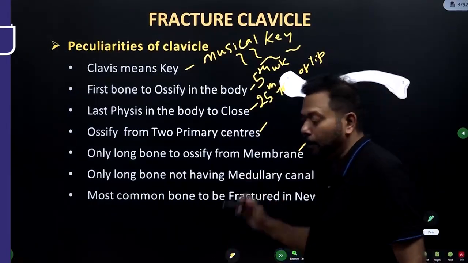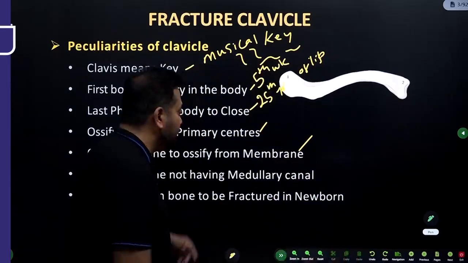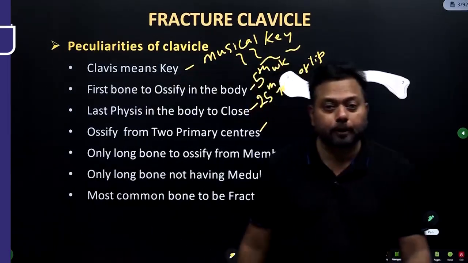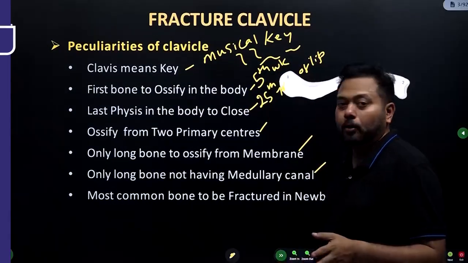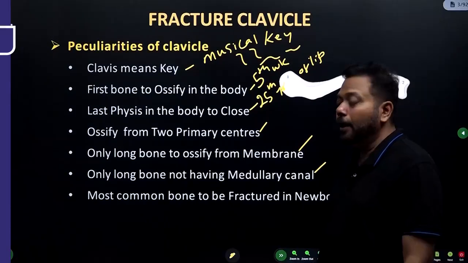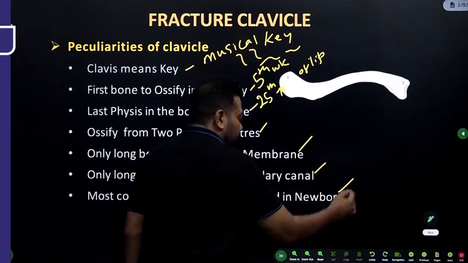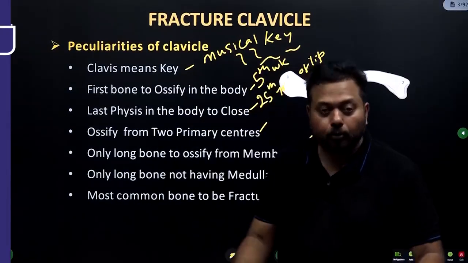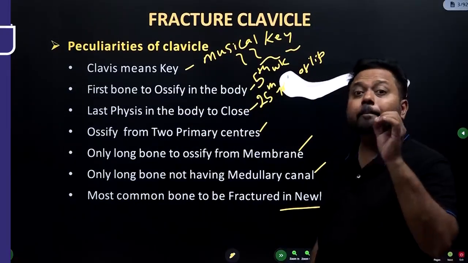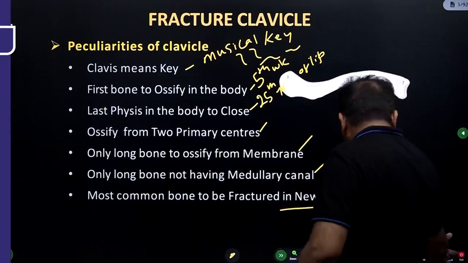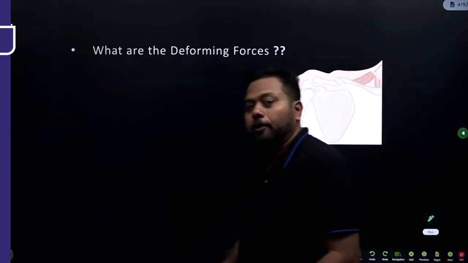Very important: the only long bone that doesn't have any medullary canal. Long bone means we'll have a cortex and a medulla, but this doesn't have a medullary canal. And the clavicle is the most common bone to be fractured in a newborn. Very peculiar, a newborn won't walk or fall down. What's the cause? Birth trauma. Now, what are the deforming forces?